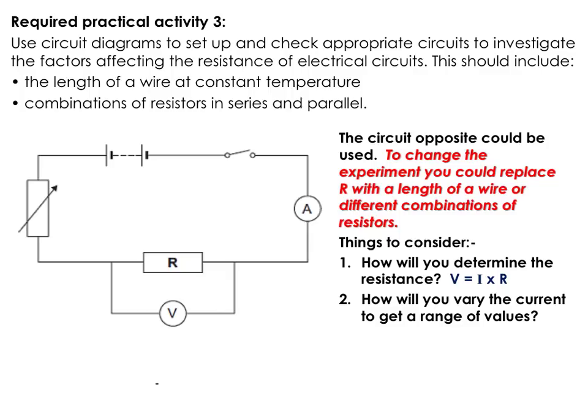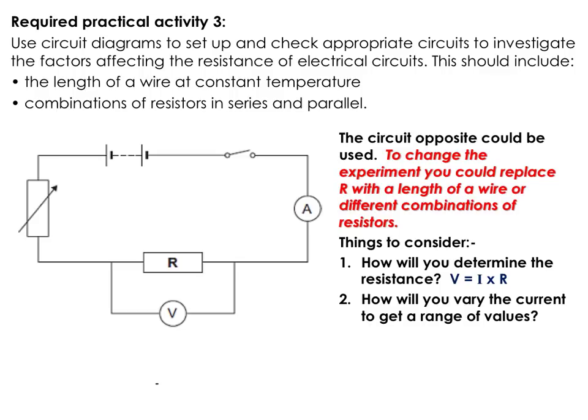If I wanted to change a circuit to test some of the other combinations that we need to do, so for example the length of a wire, or different combinations of resistors, I would just need to insert them into this part here. So I could take that resistor R away, and I can put in there a wire, for example, to measure the length of the wire and how resistance changes as I increase the length of the wire. Or I could place into that part there a combination of resistors, like the ones we're going to look at on a different slide.